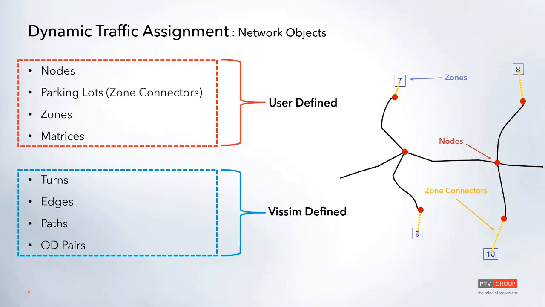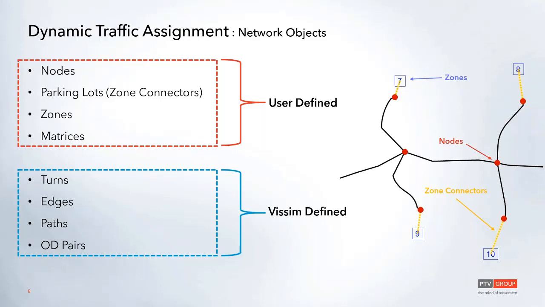And then in order for the vehicles to actually get onto the network, we'll need to use the parking lot network object, which will act as a connector between the zones and the actual links. And then the zones themselves will actually be the main origins and destinations for the trips to get generated. And all of that demand will be contained within origin destination matrices.